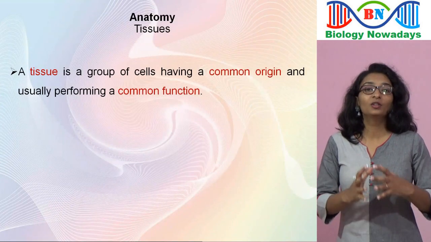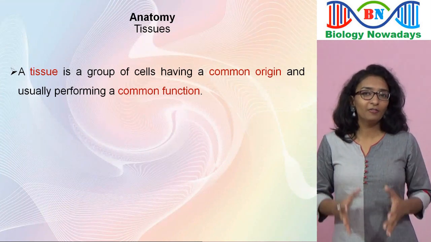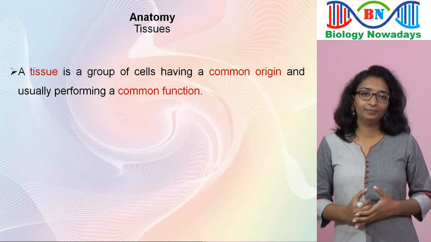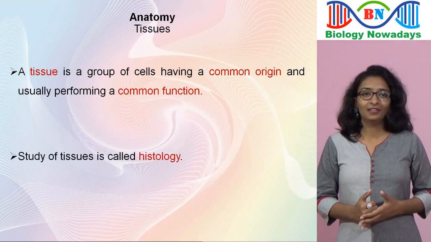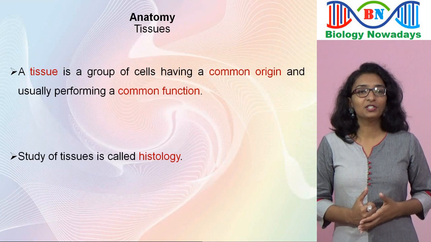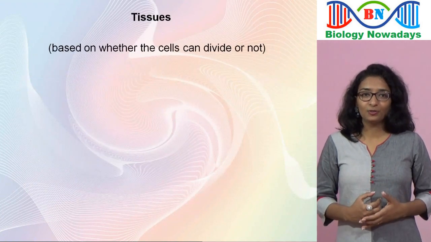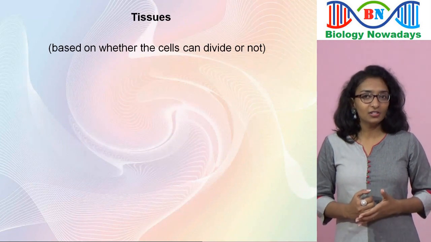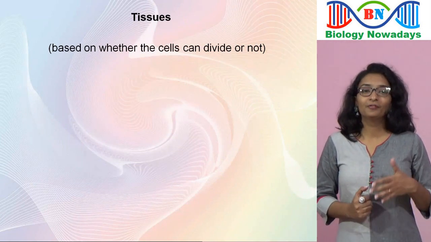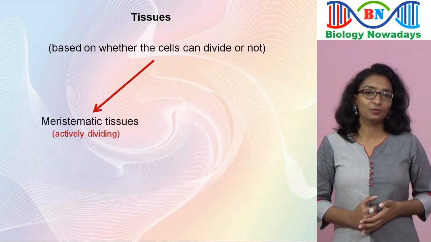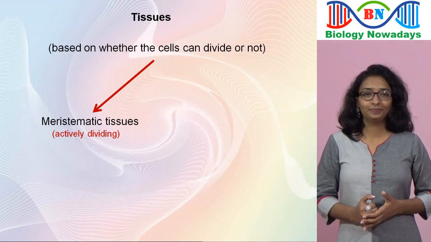A tissue is a group of cells having a common origin and usually performing a common function. Study of tissues is called histology. There are different kinds of tissues in a plant. Based on whether the cells in the tissues are capable of dividing or not, tissues are classified into two main groups. The first one is the meristematic tissues, which consist of young, actively dividing cells.